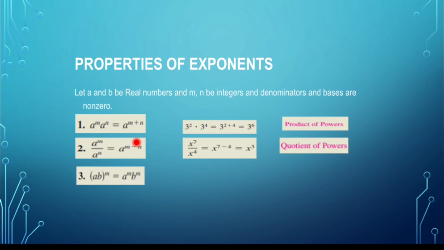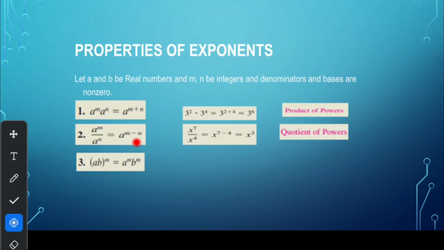The next rule says that whenever two different bases are in the product form and they have some common power, we'll always distribute this common power equally to both the bases. In this case we have two different bases inside the bracket, so we'll put this power m on both the bases equally.